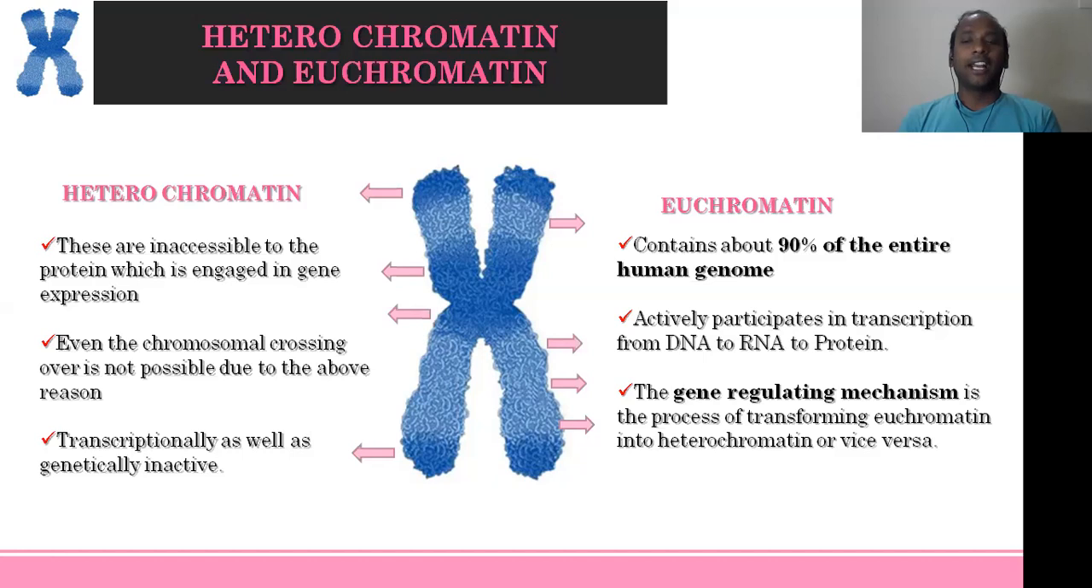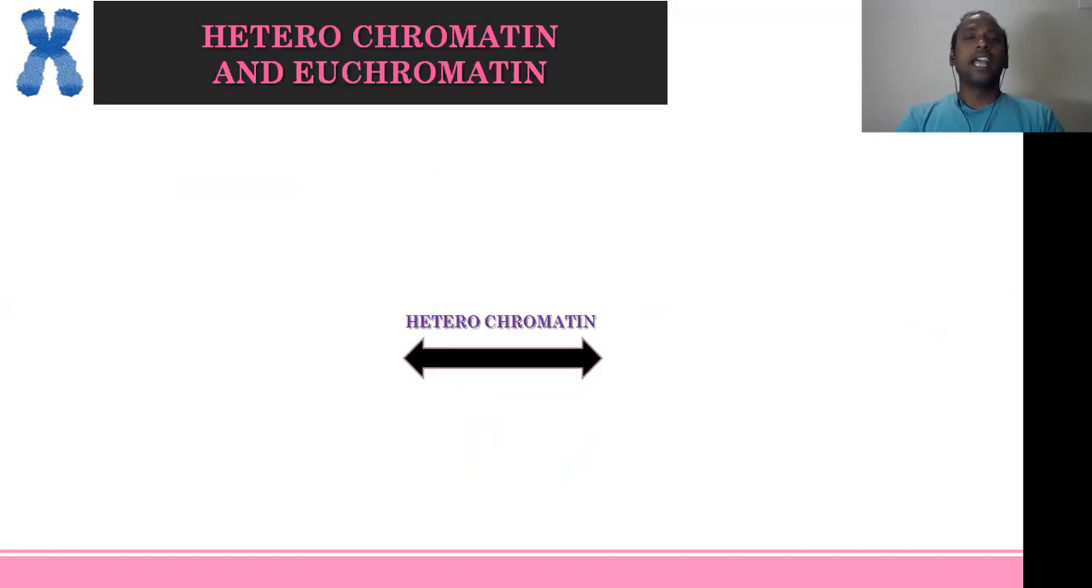The gene regulating mechanism is the process of transforming euchromatin to heterochromatin and vice versa, which is very important. Think of heterochromatin and euchromatin, at least certain parts, as not always static. There is a dynamic process converting euchromatin to heterochromatin and heterochromatin to euchromatin. This involves special kinds of proteins that we will discuss in the last slide of this session, right? That is the basic introduction to heterochromatin and euchromatin.